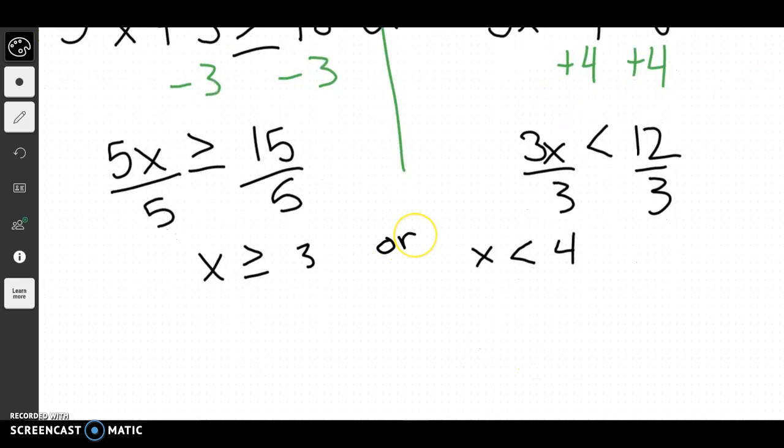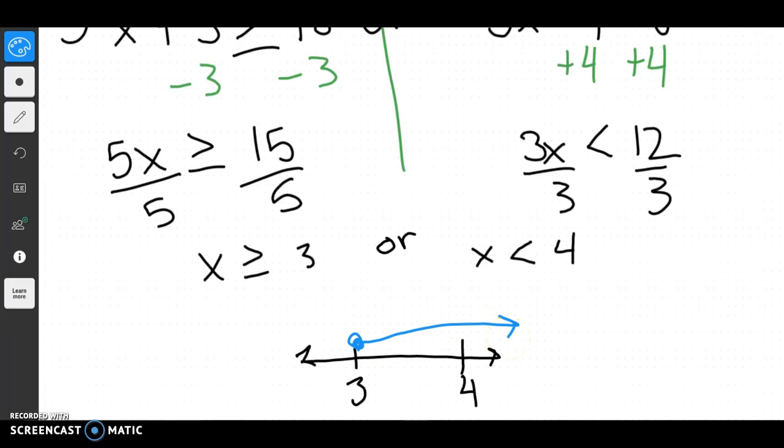And this is an OR statement, so we'll graph it like an OR statement. Get our number line, we'll put 3 here, put 4 here. It's greater than or equal to 3, so that's going to be a filled in dot, and that'll go this way. 4 is going to be an open dot, and it's going to go this way because it's less than. And when I look at this, I don't have to worry about when they overlap because it's an OR statement. So this is my final answer, and I get to keep these arrows on at the end of the problem.